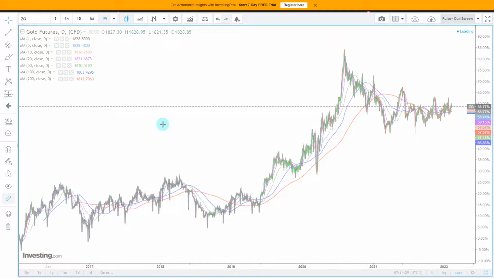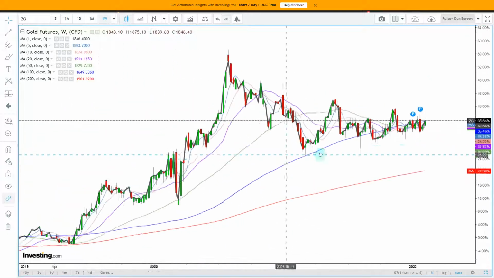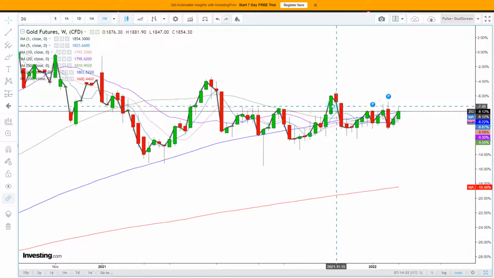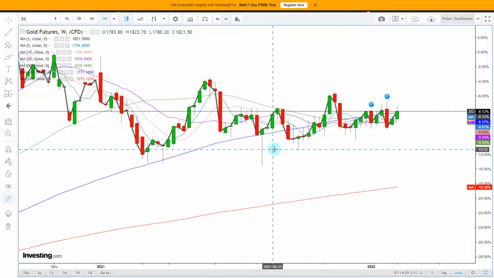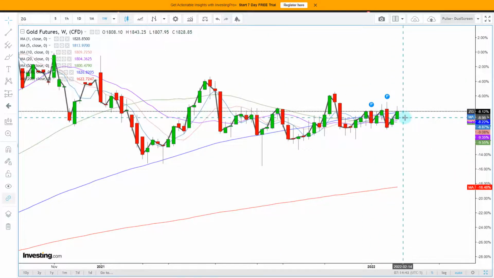Okay, so let's now just quickly look here at gold. Yeah, so this is just bonus content. So gold here is trying to get above this blue 100-week moving average. It would be very good for the bulls to actually close above it this week, and we don't have that many hours left.